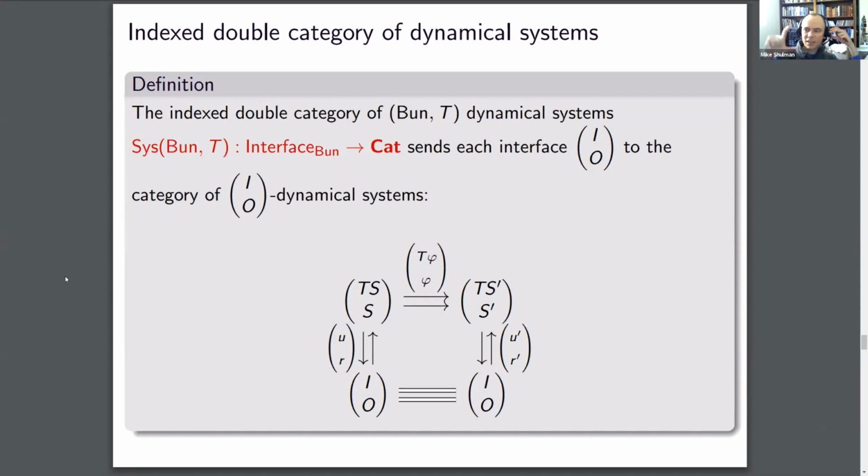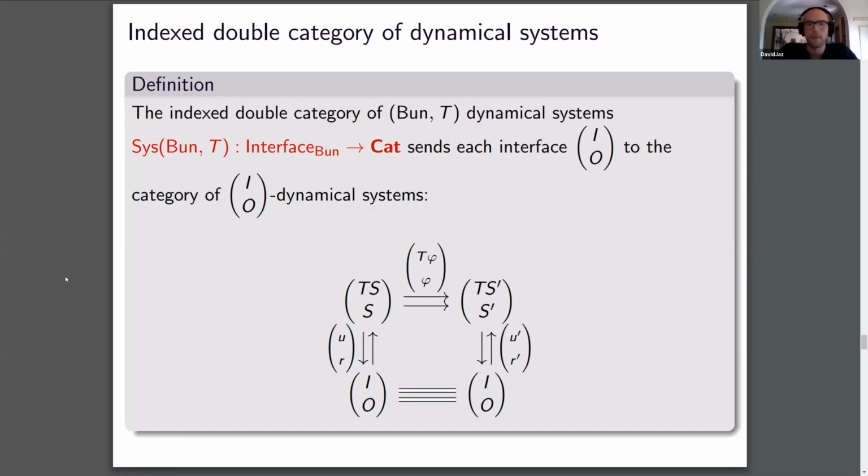I think part of the confusion was that when you have a dynamical system, it consists of TS over S, which is the state space, and then IO, which is the interface. But now both of those pieces are also called interfaces because they live as objects in this double category. Yes. So for convenience, I like to keep the double category of interfaces quite large because it makes the proof go through very smoothly.